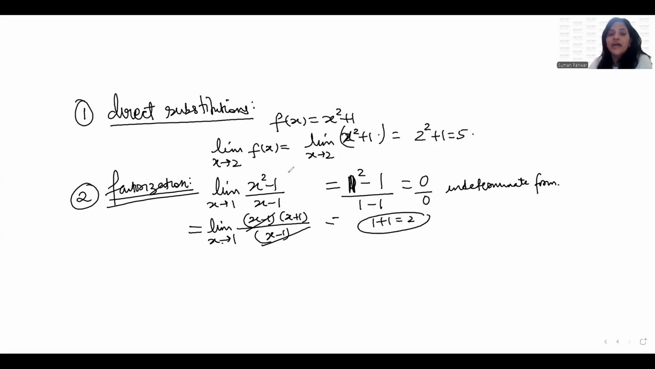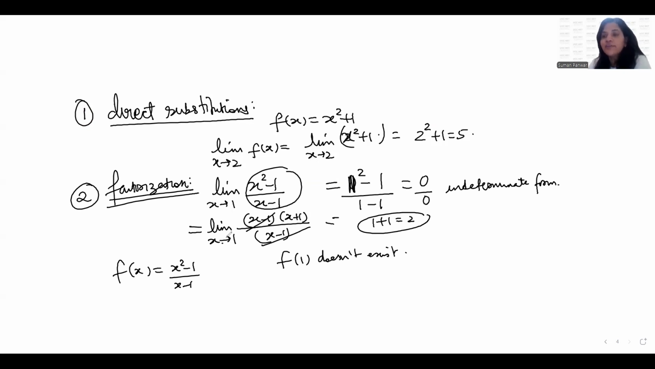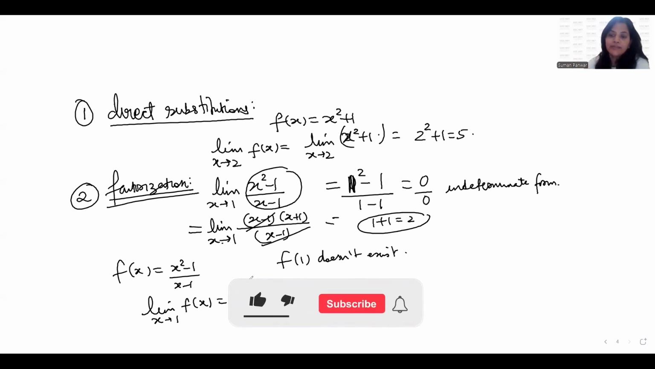So in this example, you note that if I take this function f(x), x square minus 1 upon x minus 1, f(1) does not exist. f(1) does not exist because when I put x equals to 1, the value was 0 by 0, which is indeterminate. So f(1) is not defined. But limit x tending to 1 f(x) is equal to 2, which exists. So there is a case, or in fact, there are cases when the function is not defined at a particular point, but its limit exists at that point. Okay. So it is not necessary for the function to be defined at a particular point to have a limit at that point. Okay, it might happen, and this is an example.